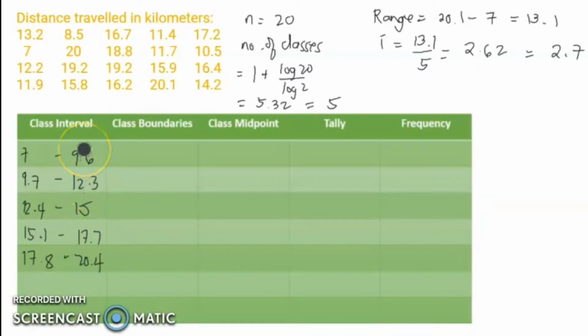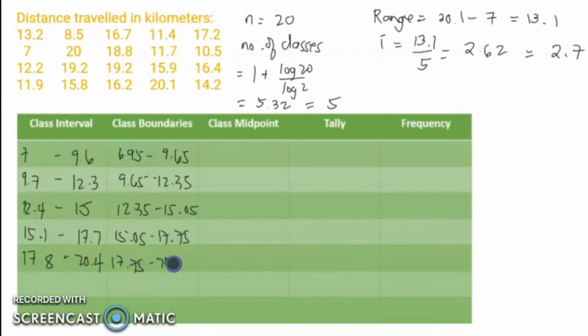Okay? So, 7 minus 0.05 is 6.95. Then the upper limit plus 0.05 is 9.65. So 6.95 to 9.65, then 9.65 to 12.35, 12.35 to 15.05, sorry, 15.05 to 17.75, and 17.75 to 20.45.